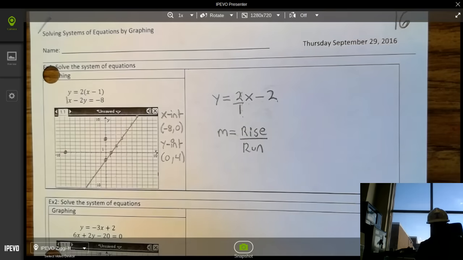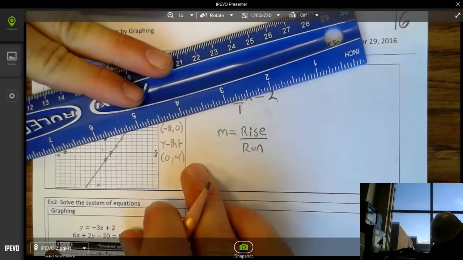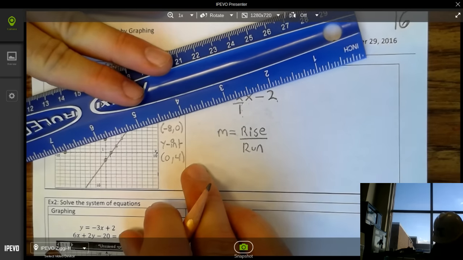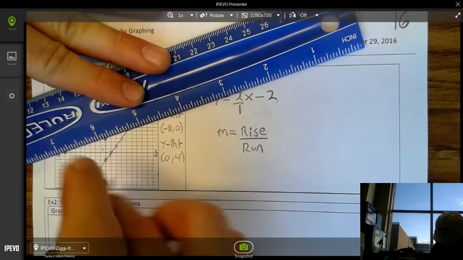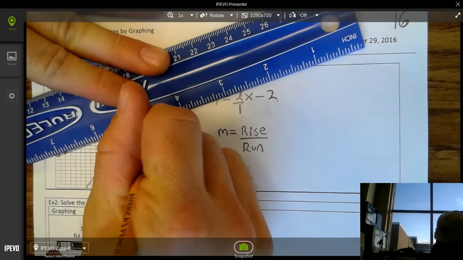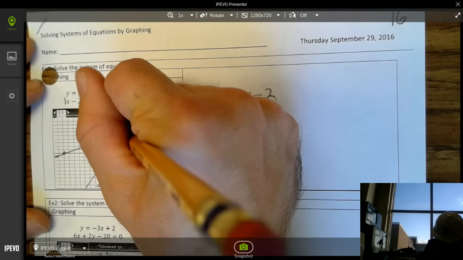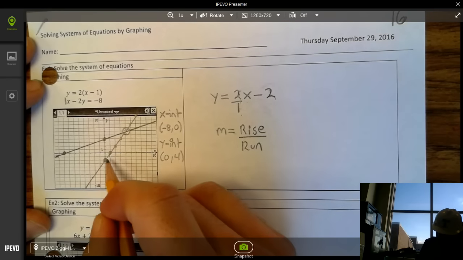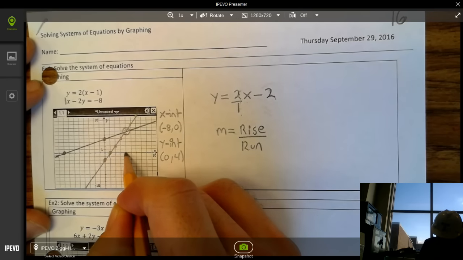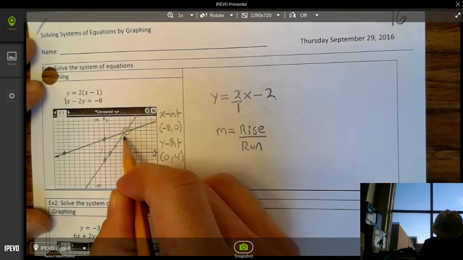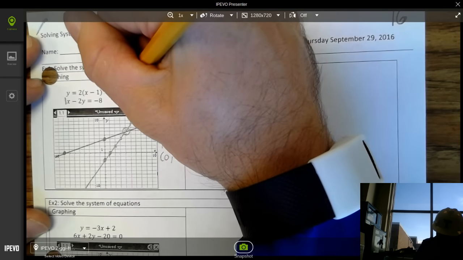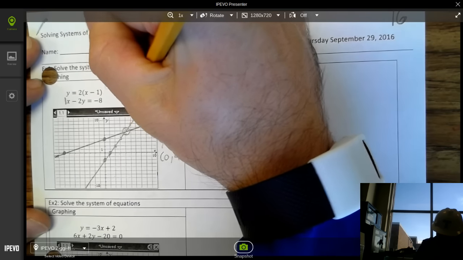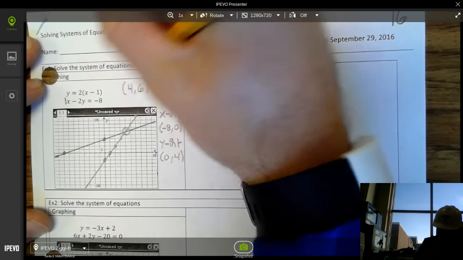Now you know if you have 2 points, you have a line. So we're going to connect our points. It's very important that you use a ruler. Now we have the point of intersection, which is 1, 2, 3, 4, 1, 2, 3, 4, 5, 6. So your solution is 4, 6.